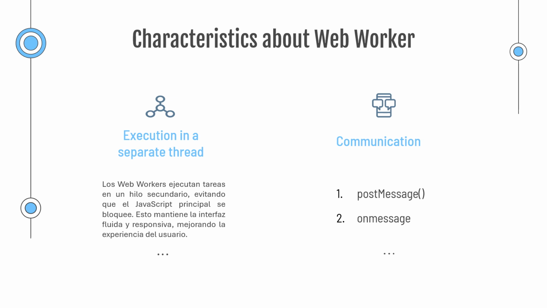And onmessage, on the receiving side, the onmessage event handler listens for incoming messages. When a message is received, the handler processes the data. Both the main thread and the worker can use this to handle the data sent via the postMessage method.